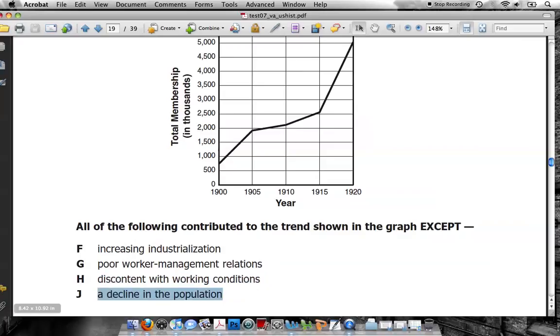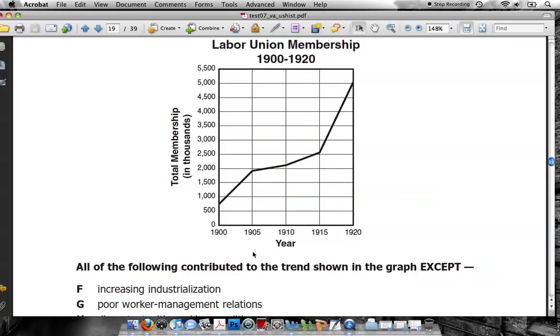And J, a decline in the population. Well, is that true? Thinking back to the material from the class, we've never talked about a decline in the population of Americans. Native Americans, yes, but other Americans, our population has pretty steadily been increasing throughout all of U.S. history. So, a decline in population, well, I don't think that happened. And what would a decline in the population do in terms of membership? Well, if there's less people, wouldn't the number of members of labor unions actually fall?